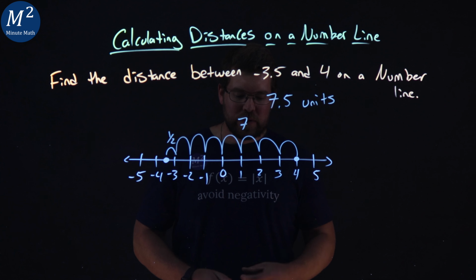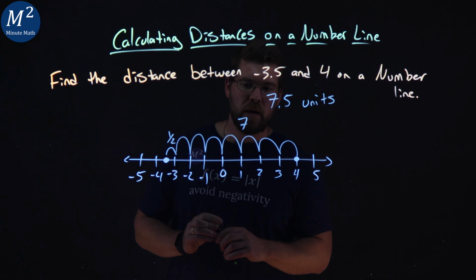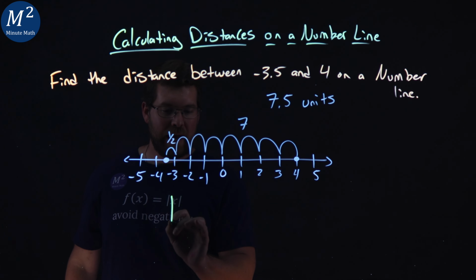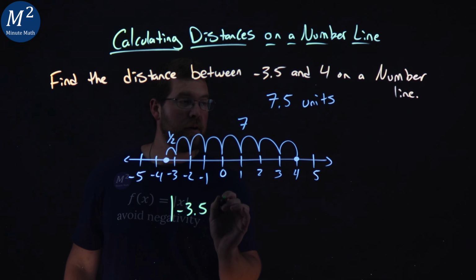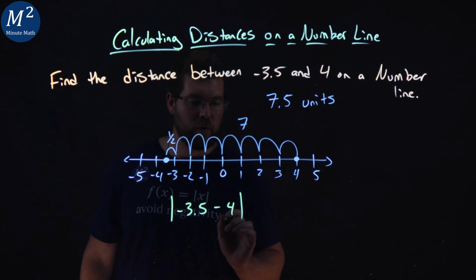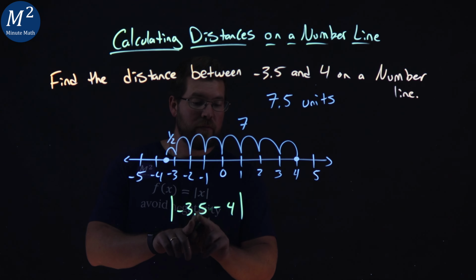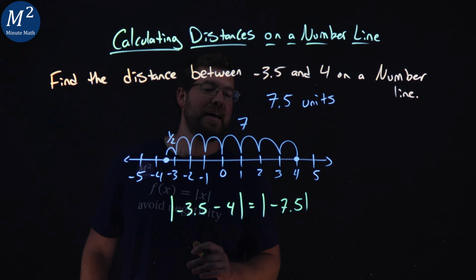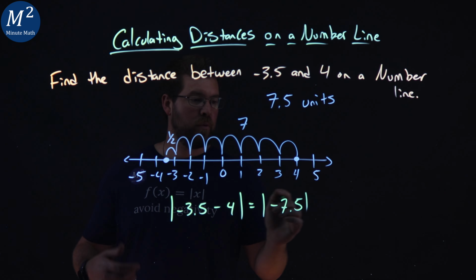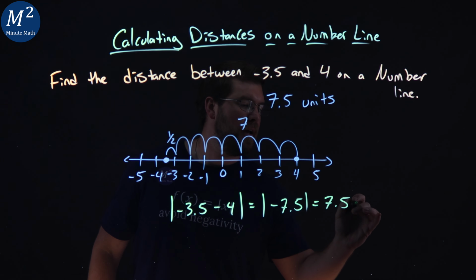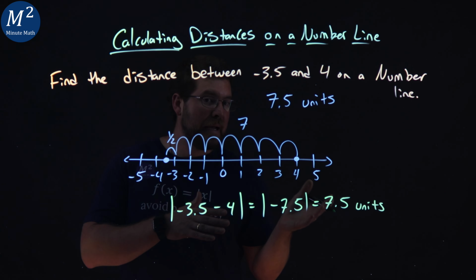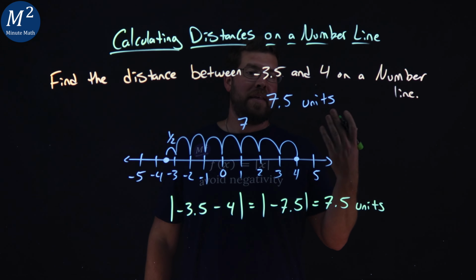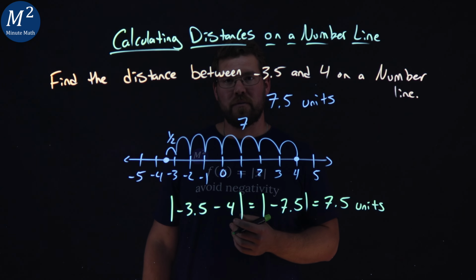We can also do this algebraically. What we can do is take the difference between our two numbers with an absolute value. Absolute value of negative 3.5 minus 4. Negative 3.5 minus 4 is going to be negative 7.5. And the absolute value of negative 7.5 is a positive 7.5. That also algebraically gave us the same answer as we saw visually on the number line. So either way, we got the answer of 7.5 units.